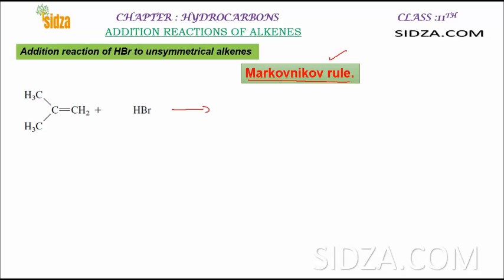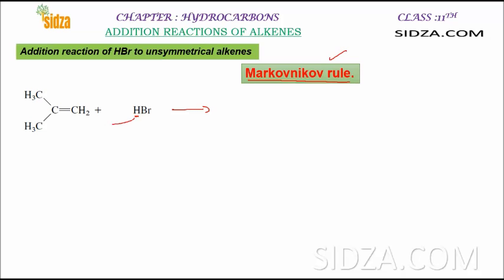It follows Markovnikov's rule. What does Markovnikov's rule say? According to Markovnikov's rule, hydrogen adds to that double bonded carbon that has more hydrogen atoms. We have a carbon-carbon double bond here. One carbon has two methyl groups, one carbon has two hydrogen atoms. So as per Markovnikov's rule, hydrogen adds across the double bond to the carbon with more hydrogen atoms.